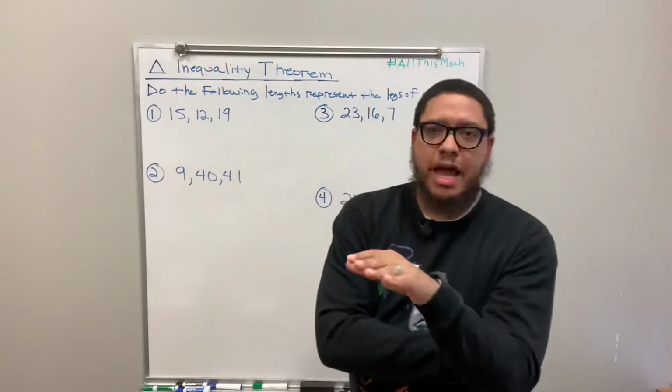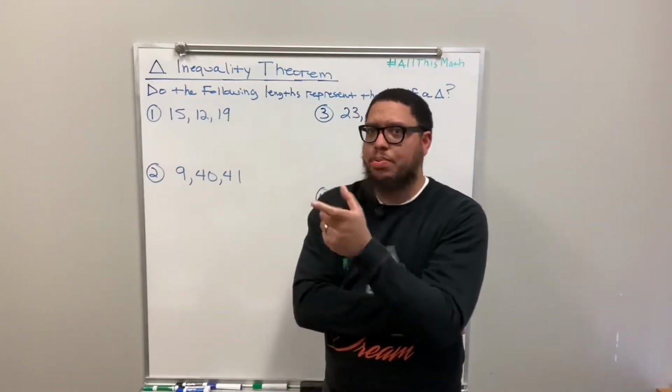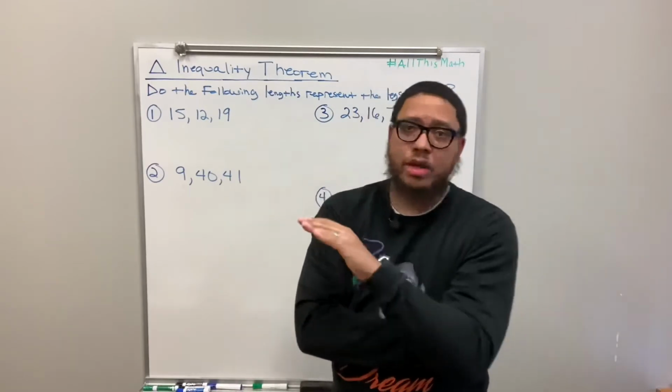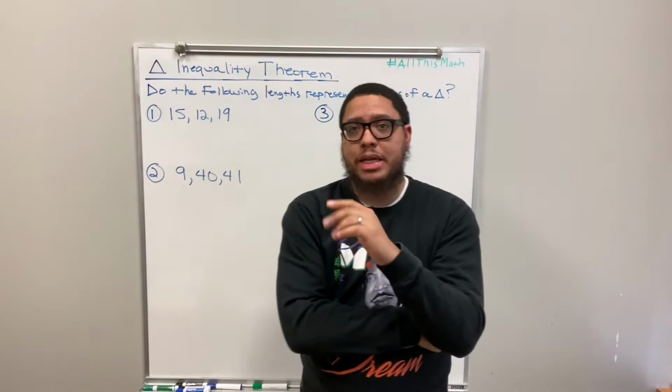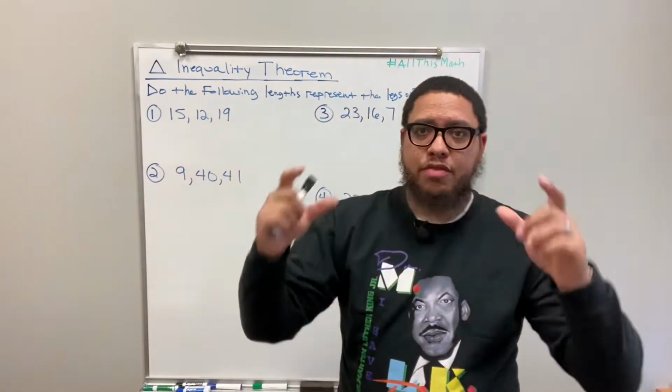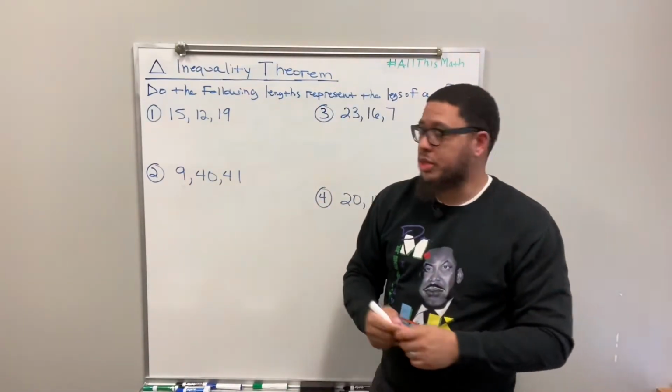If that ever does not happen with any two sides that you pick, then that thing is not a triangle. It could be something, but it isn't a triangle, because a triangle is a polygon that has three sides that all meet at vertices. All right, so this is how we do the problem.